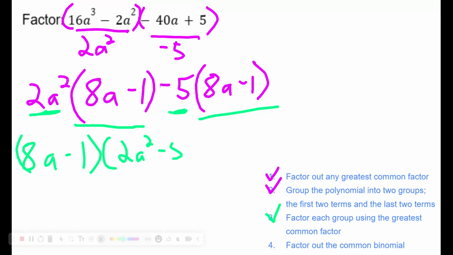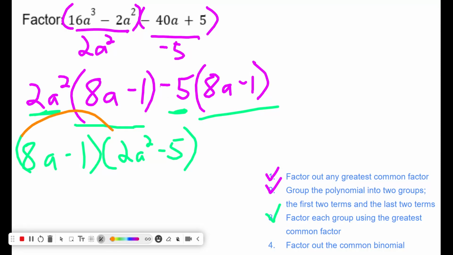And what we took out, 2a squared minus 5, is also going to be inside parentheses. That's a new binomial. We factored out the common binomial, and this is the factored version of what is above. I'm going to prove that to you now. Different color here.